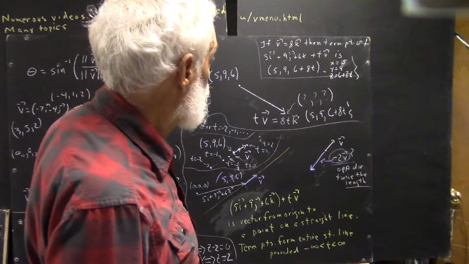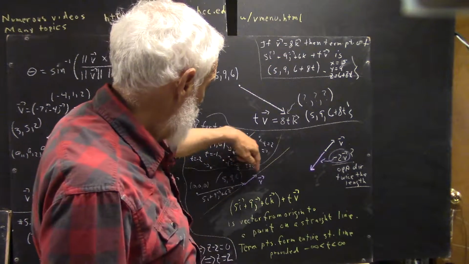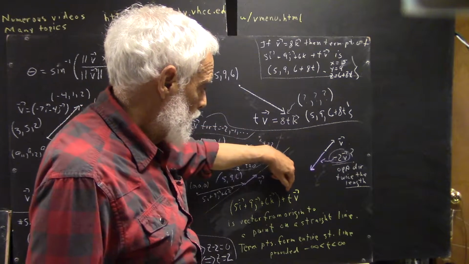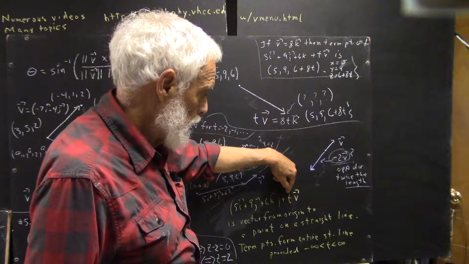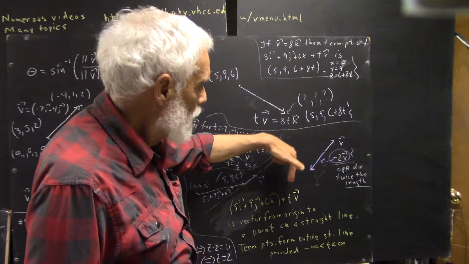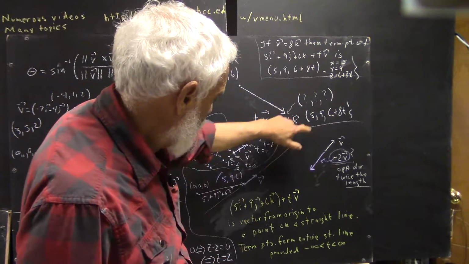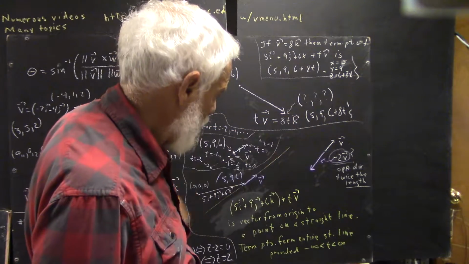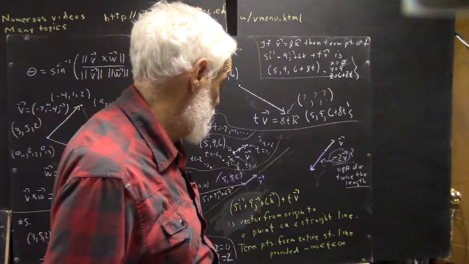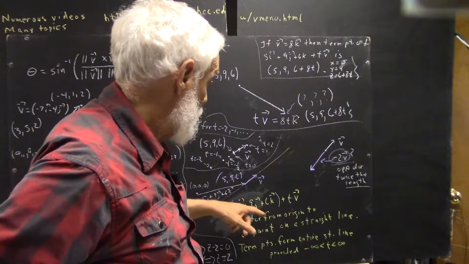Now the question is, what's the terminal point of this vector when we have a value of t? So if we have t, how do we calculate the terminal point of the vector? And that's going to tell us just exactly how to characterize this line.